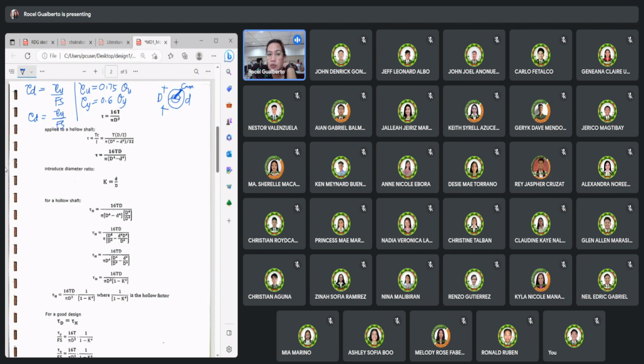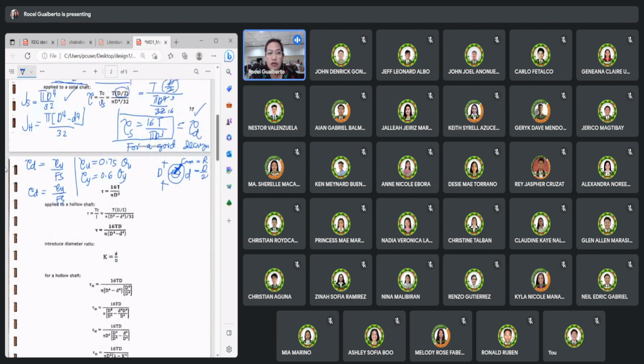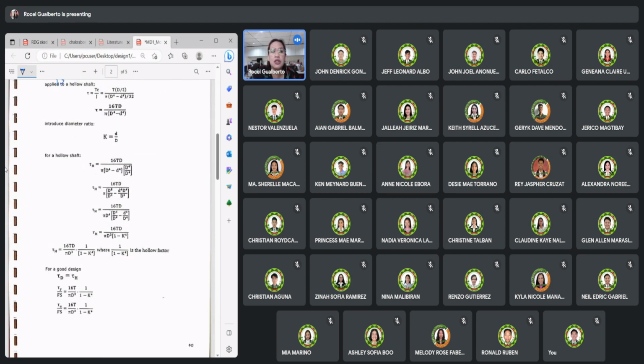So, this C maximum would be equal to your outer radius. This is the inner radius, hanggang dito lang. Hanggang dito will be the outer radius. So, we use big letter R for the outer radius, and that would mean the outer diameter divided by 2. That gives you your value ng C maximum. And to recall, yun naman pong J for hollow, we have this: pi quantity D to the fourth minus d to the fourth divided by 32. So, yun po yung isa-substitute natin dito.